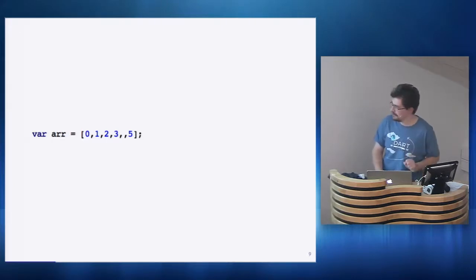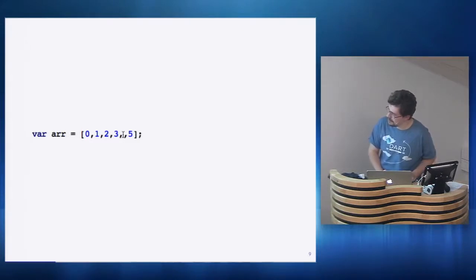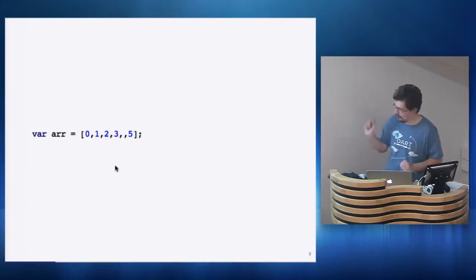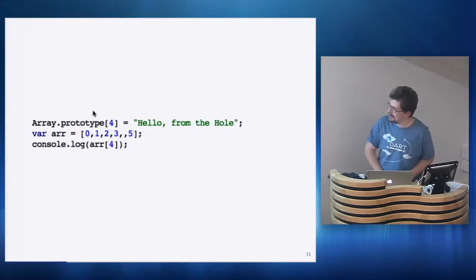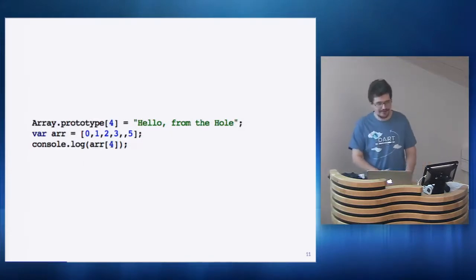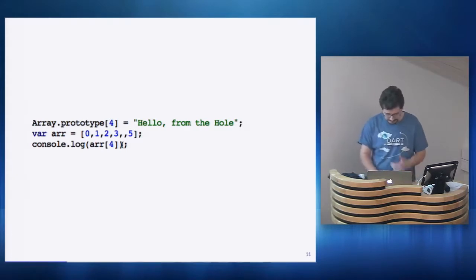Maybe for people who are sitting very far away, they don't even see that, but there is this double comma there. This double comma says there is a hole in this array. I'm a hole, hello. So if you write something like Array.prototype[4] equals "hello from the hole", and then you load from index 4, you get what? Hello from the hole. So yeah.